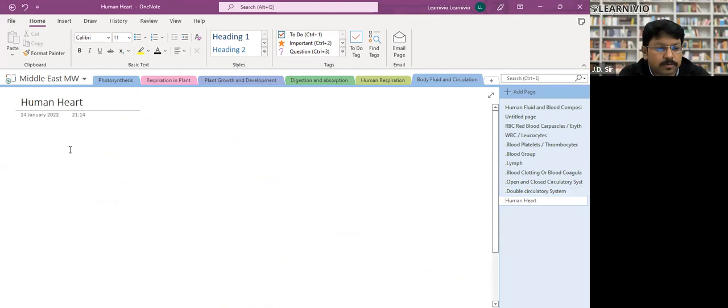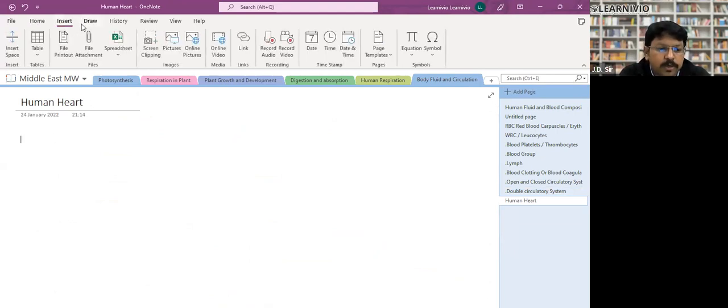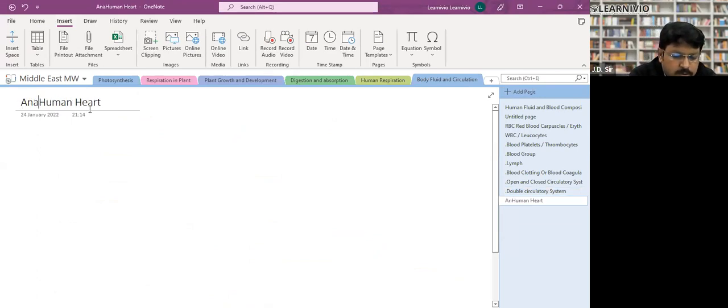Human heart. So I'm going to tell you the anatomy of a human heart. Human heart anatomy.